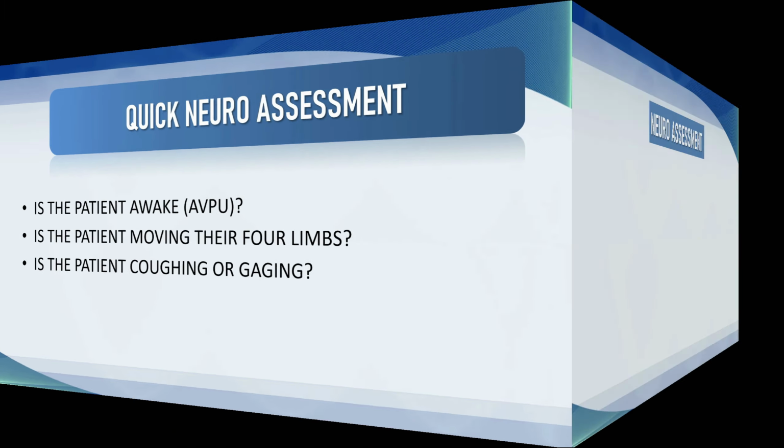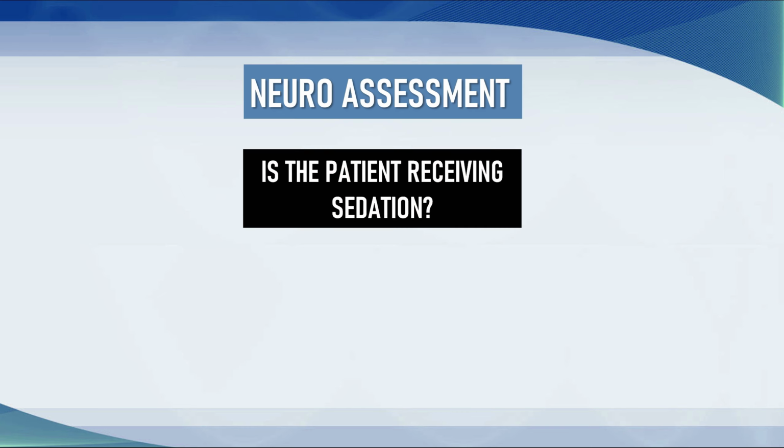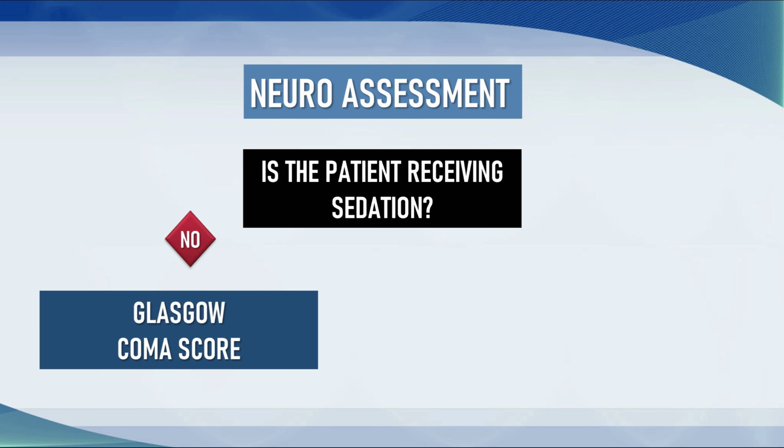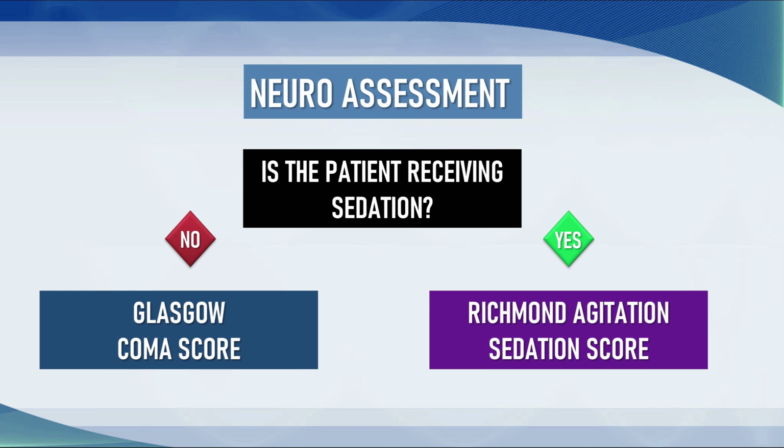So how do we do a neurological assessment? Well, the first question you must ask is whether the patient is receiving sedation. If the patient is not receiving sedation, then the assessment tool that we use is the Glasgow Coma Scale that gives us a Glasgow Coma score. If the patient is receiving sedation, then we use a scale known as the Richmond Agitation Sedation Scale that gives us a RASS score.